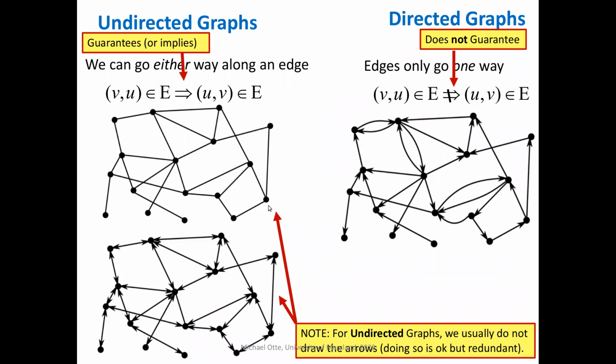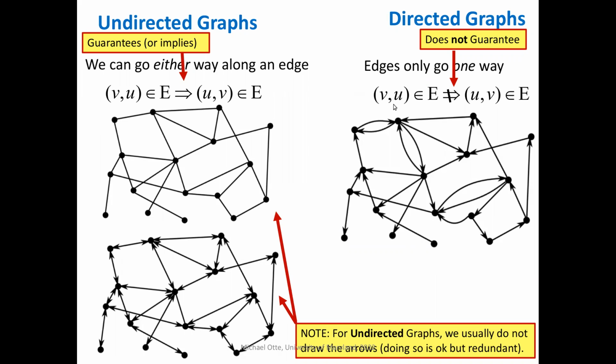Now, with graphs, there are different ways that these edges can work. Either we can have an undirected graph, which means that if there's some edge from this node to this other node, that also means that we can get from this node back to that node. That's just implied, like it's a symmetric relationship between these two nodes. That's useful for walking on sidewalks and stuff.